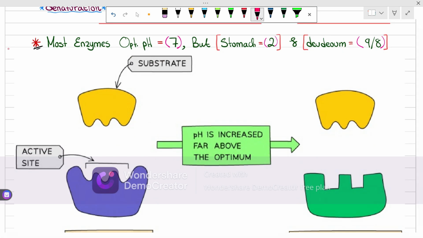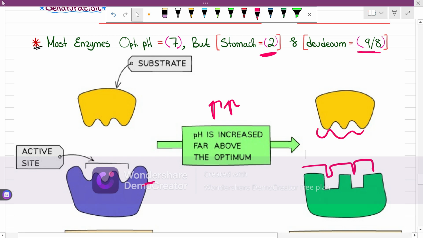Most enzymes have an optimum pH of 7, but in the stomach, the hydrochloric acid, HCl, which is used to denature harmful substances, provides the optimum pH for pepsin to work, which is pH 2. And then the duodenum, which is a part of the small intestine, has an optimum pH of 8 or 9. So this is an illustration. We have the active site, we have an enzyme, and the pH is increased far above the optimum. The enzyme loses the shape of its active site and is not complementary to the substrate anymore.